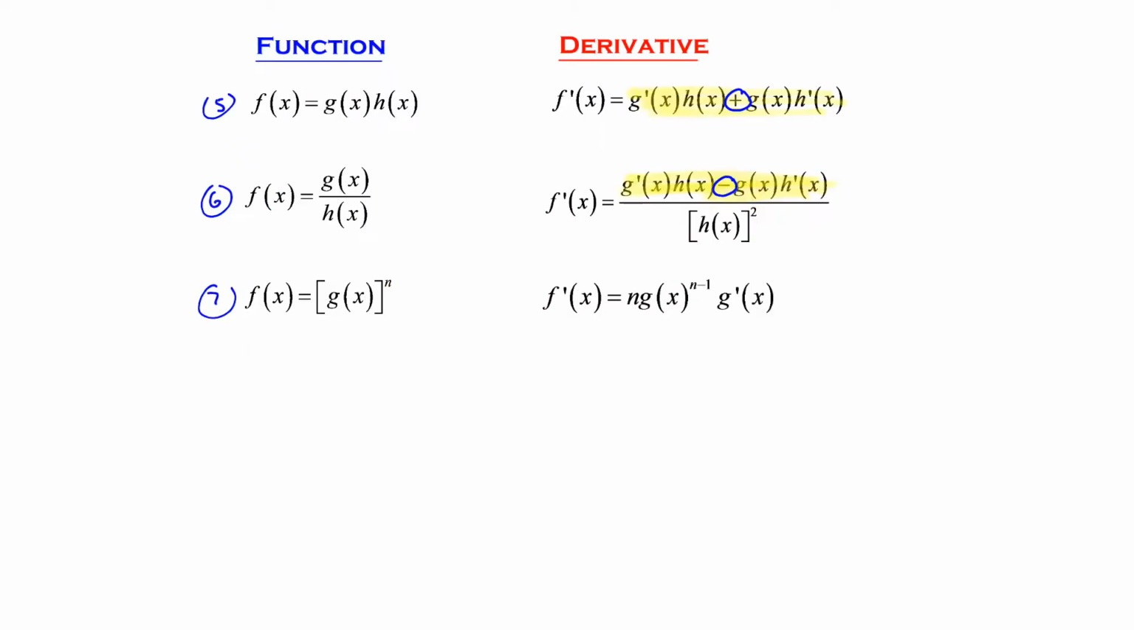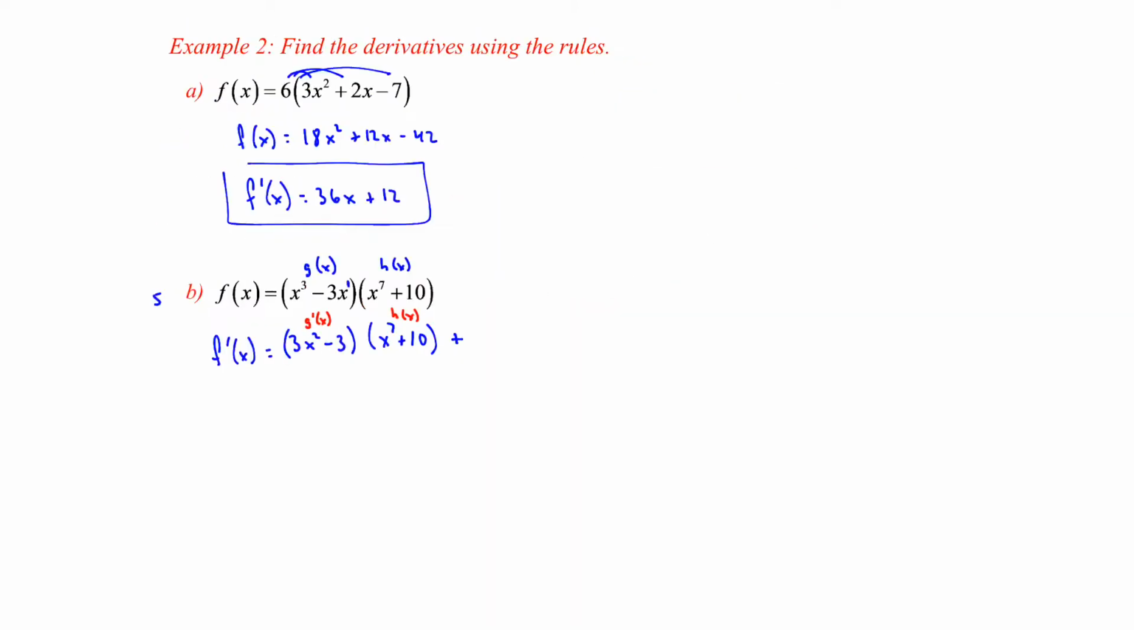go back to rule 5, take a look. Now it's the first function times the derivative of the second. So x cubed minus 3x, so that's g of x, times the derivative of h of x. So that would be 7x to the 6th plus 10, the derivative of 10 is 0. So this would be h prime of x. And now we need to simplify that.